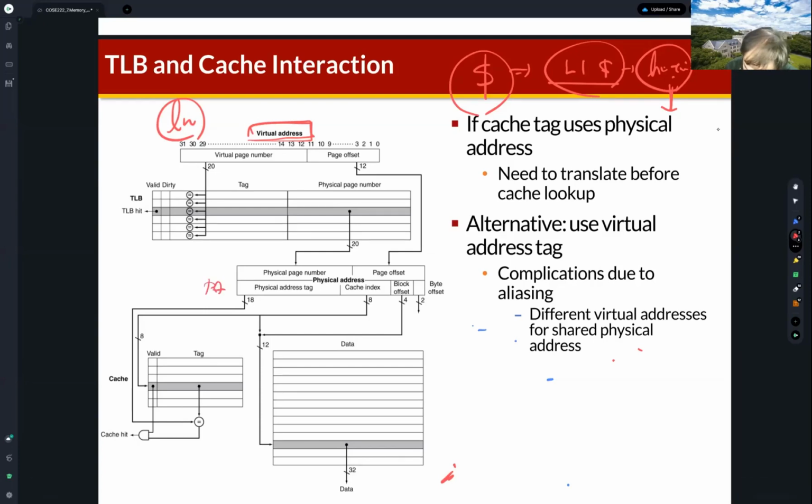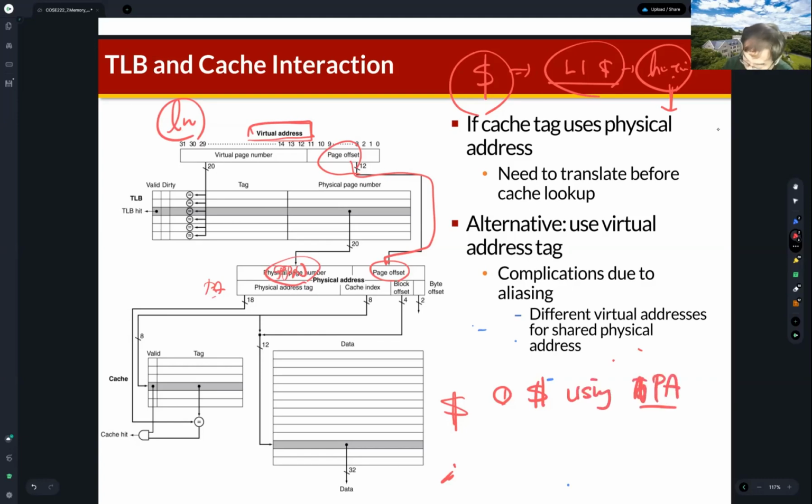The page offset is just copied to the page offset field of the physical address. Then we need to use the PPN. And then using this physical address, we need to access the cache. So actually, we need to access the cache using the physical address. Okay, like this process.